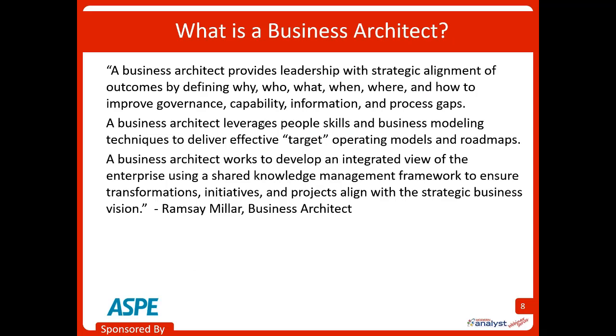So what is a business architect? In my simple definition, a business architect provides leadership with strategic alignment of outcomes by defining the 6 interrogatives. We'll talk more about that. We need to improve governance, and we need to transmit from leadership all the way through to machines and people. We need to create that alignment. We need to help the communication gap. A business architect leverages their people skills and business modeling skills and ways to communicate, and roadmaps and target operating models. Business architect works to develop an integrated view.